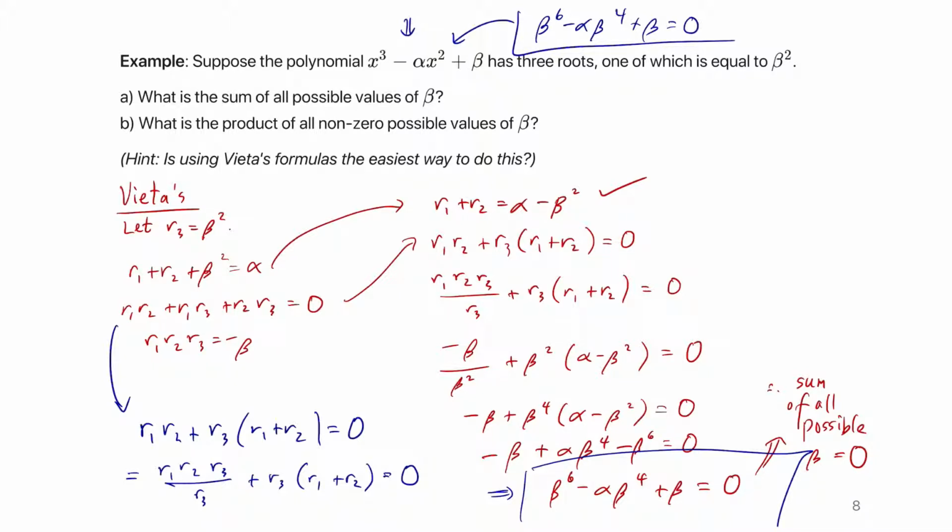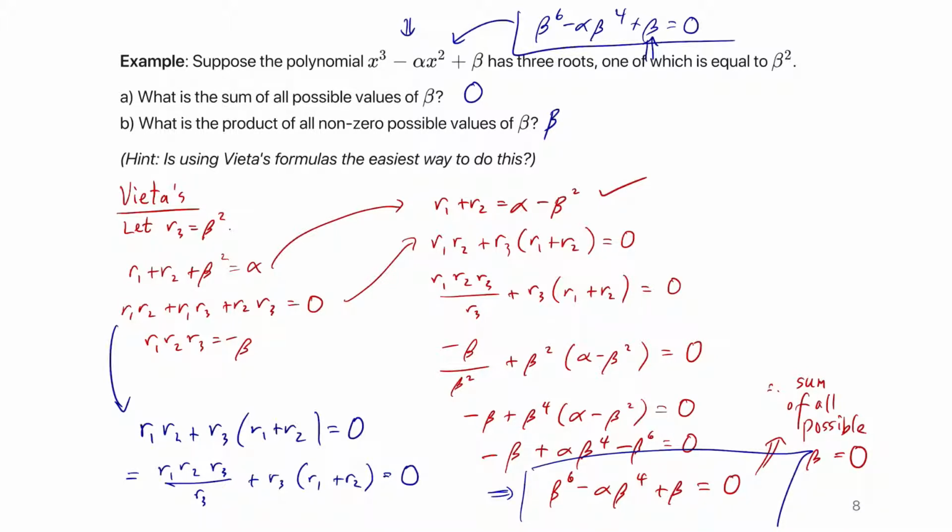Okay, so what's the sum of all possible values of beta? 0, right? Because there's no coefficient on beta to the 5. What's the product of all non-zero possible values of beta? Any idea? I think it's just beta. Because it's the constant term divided by the coefficient on beta to the 6, which in this case is 1. So it's just the constant term.